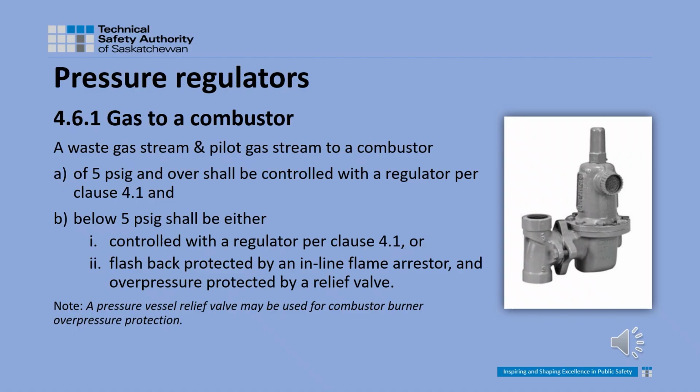For the Saskatchewan Codes of Practice 4.6.1, under Interpretations, gas to a combustor, the options are for 5 psig and over, a regulator per clause 4.1. For pressure below 5 psig, a regulator per clause 4.1. Or your other option is an inline flame arrestor and overpressure protected by a relief valve.